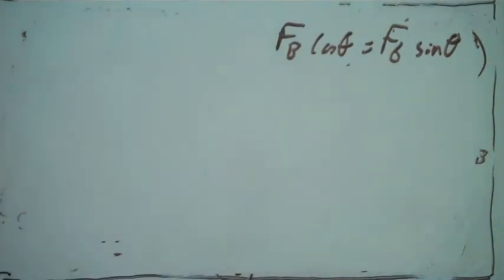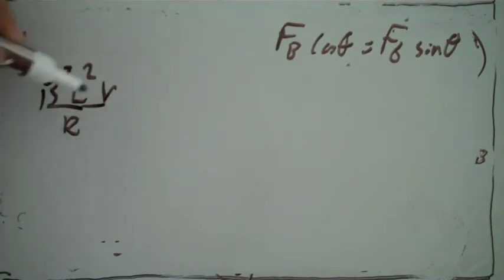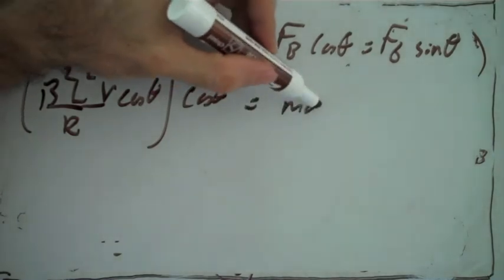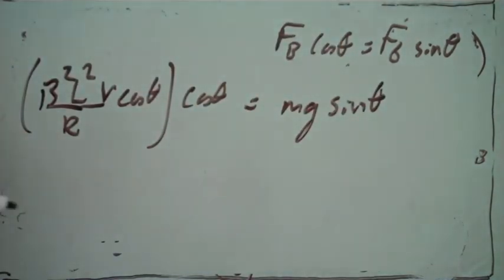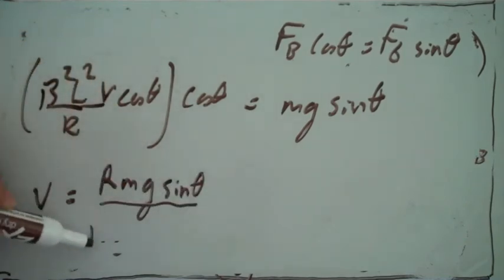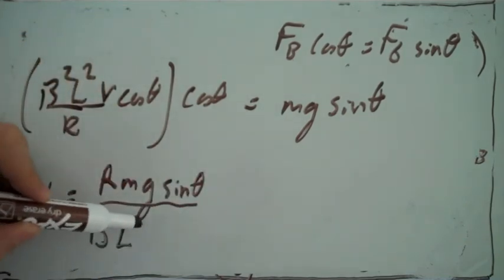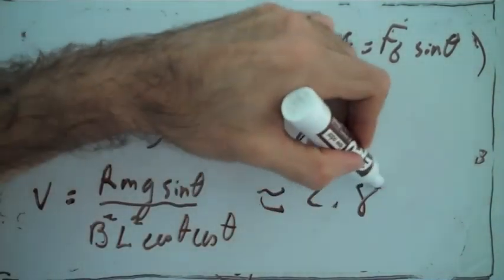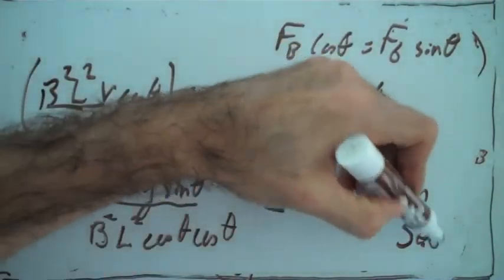We know the magnitude of the magnetic force is this, and we know the force of gravity is mg. So we can just easily solve now for v. So v is just this, and that's the velocity at which the wire moves down the ramp. So this is this number once we plug in all the values.